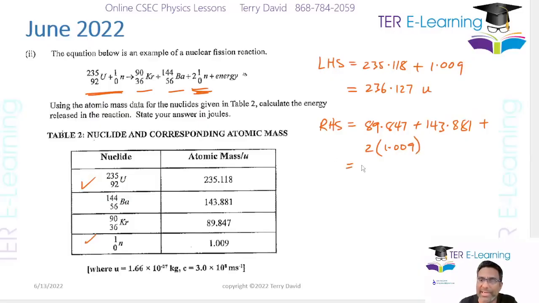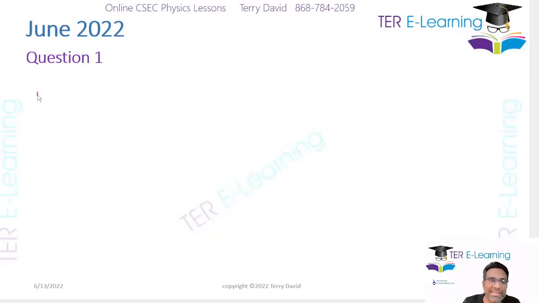Right? So let's add that there. I'm going to multiply the 2 by 1.009 plus 143.881 plus 89.847. And what I'm getting here now is 235.746 U. So you know the total mass on the left, total mass on the right. So what we need to do is work out our mass defect.